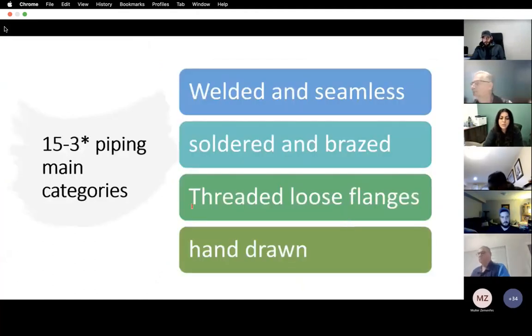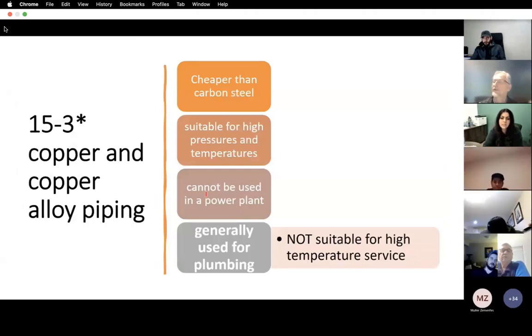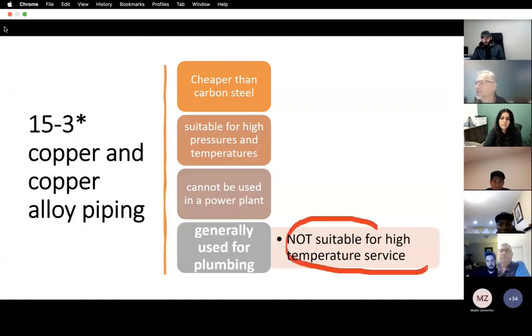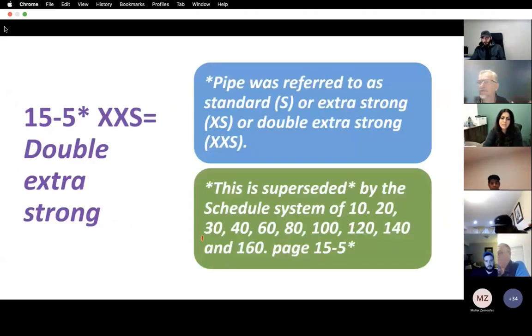Main categories of piping: welded and seamless. Yeah. Okay. Copper and copper alloys, things like brass, not suitable for high temperature and generally just used for plumbing. Not to berate the use of plumbing, we all need to have plumbing. We had water off here for 3 days. It was not a fun 3 days.